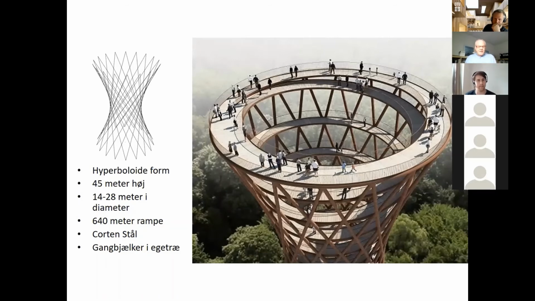Yeah, okay, fine. My name is Levi Jensen, and I'm representing the main contractor. I would like to give you a short presentation of the construction works of this forest tower.